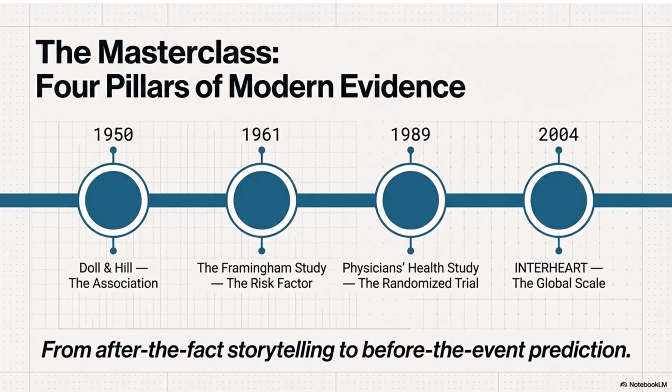So I wanted this to be like a journey of modern medicine, from after-the-fact storytelling to before-the-event prediction, from this patient had cancer to this exposure may cause cancer, from this patient had a heart attack to this person has a measurable future risk, and also from this drug might help to we randomized thousands of people and tested it. And also going from this seems true in one country to does this travel across the world? I think this is the intellectual engine of epidemiology.